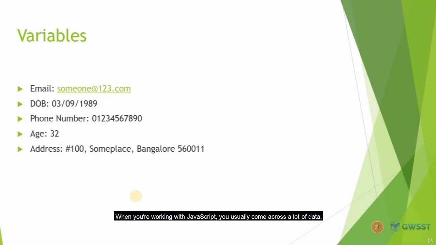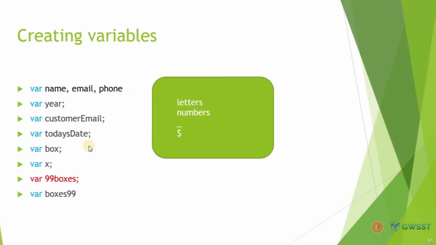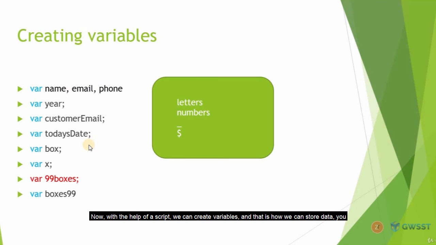When you're working with JavaScript, you usually come across a lot of data. For example, sometimes you might need to store the data of a specific person, like his email ID, date of birth, phone number, age or address or something like that. Now with the help of JavaScript, you can create variables, and that is how you can actually store data. You use the keyword var. That is how we can store the data inside variables. You can just give var and name, comma, email, and phone numbers.